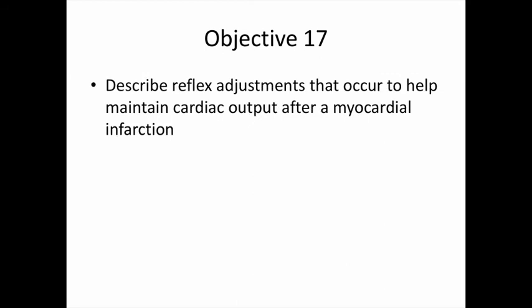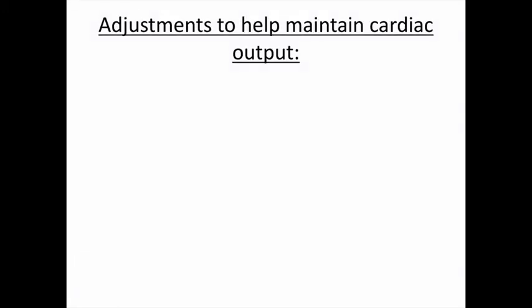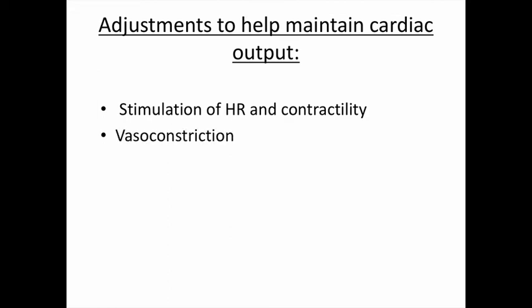All right, so we've talked about these reflex adjustments, but I'll just go through them one more time with you. These reflex adjustments help us to maintain cardiac output after a myocardial infarction. And then I want to talk about something that I haven't talked about, which is the vasovagal response, a paradoxical response. So the adjustments to help maintain cardiac output. Again, these are compensations. So of course it would be a stimulation of the heart rate and the force of contraction.